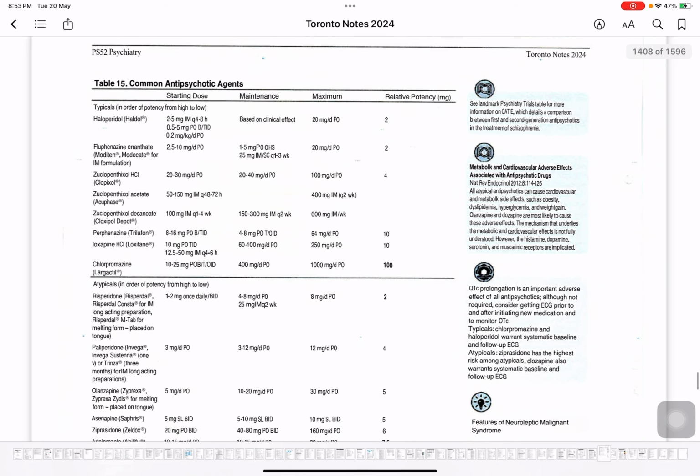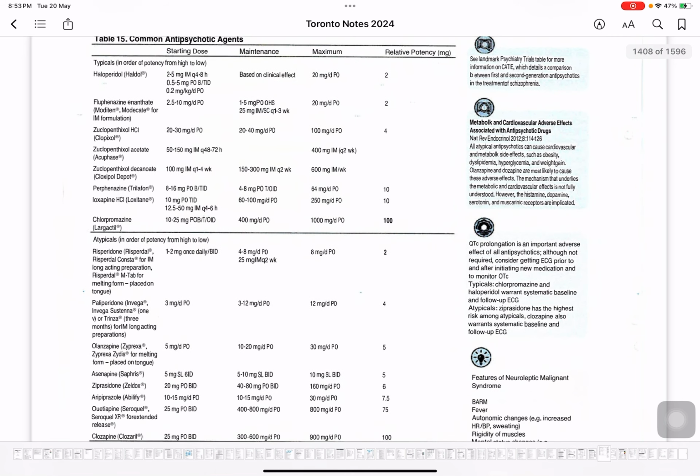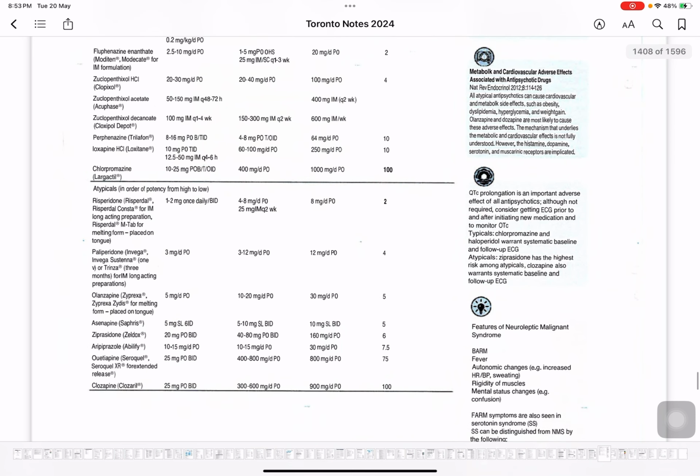Okay, and then moving to atypicals, in order of potency from high to low. So in terms of potency they are high to low. That means the ones on the top are the more potent drugs. That's why they are mostly used in emergency situations, like haloperidol. Now going to atypical ones, risperidone.